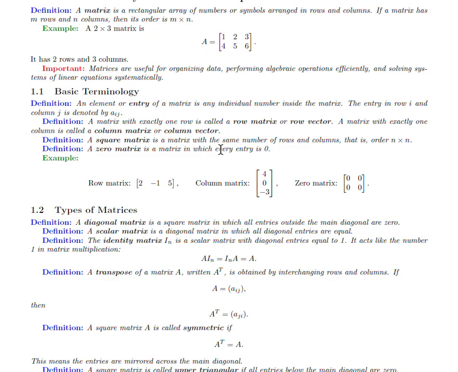Next one is square matrix. It's a matrix with the same number of rows and columns. That is, the order is now n by n or m by m because the number of rows and columns are equal. A zero matrix is a matrix in which every entry is 0, like you can see here.